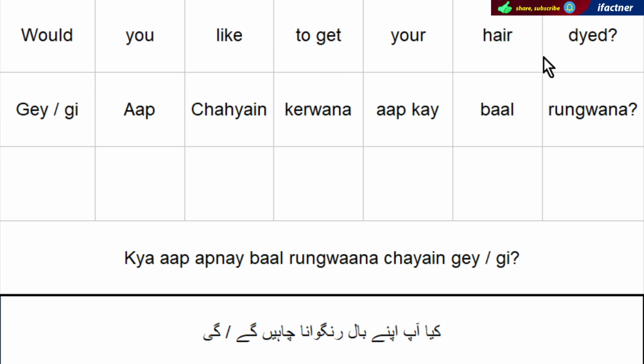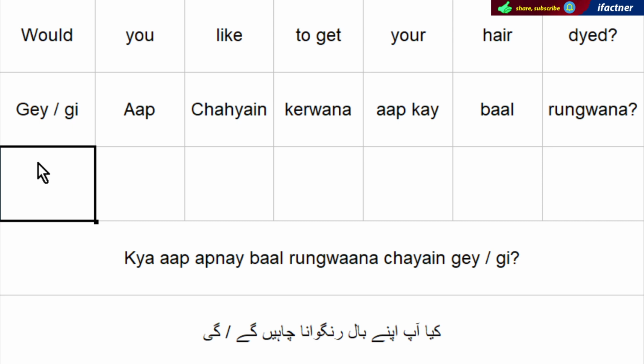Would you like to get your hair dyed? Would you like to get your hair colored? In Urdu, क्या आप अपने बाल रंगवाना चाहेंगे? If the customer is male, and if she is female, then we will ask क्या आप अपने बाल रंगवाना चाहेंगी? Now let's translate each and every word in this sentence and type them in Urdu. Would is gay for male and ghee for female.